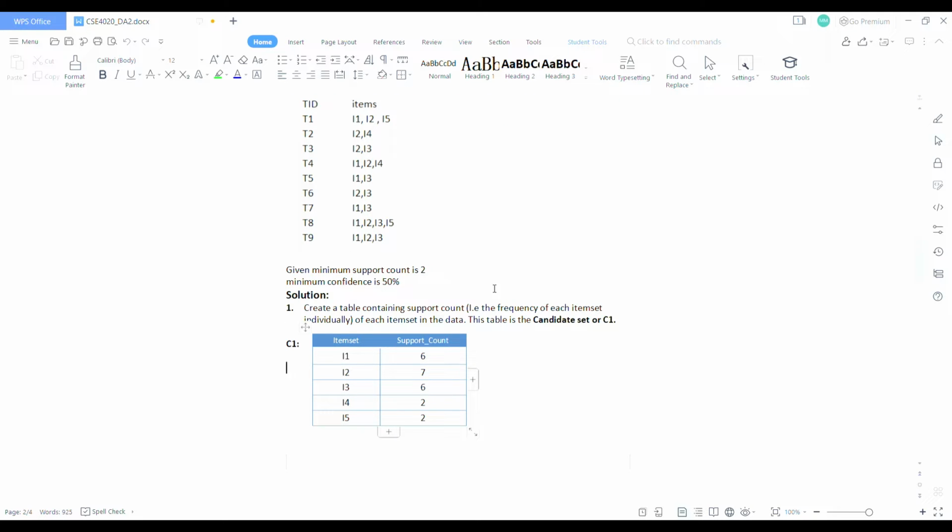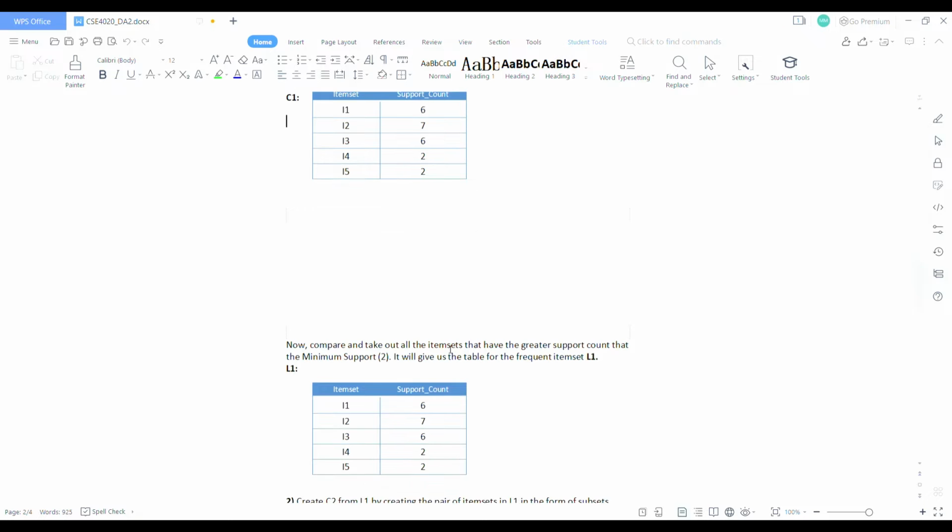To solve this using a priori, the first thing that we need to do is create a table which contains the support count. The support count of each item is the frequency, or the number of times that the item occurs individually. And we need to do that for each of the items in the data. We create this table and we can call it a candidate set, or C1. So we have items ranging from I1 to I5, and we write how many times I1 occurs. In this data, we can see that I1 occurs 1, 2, 3, 4, 5, 6 times, and we write the frequency for each of the items till I5.